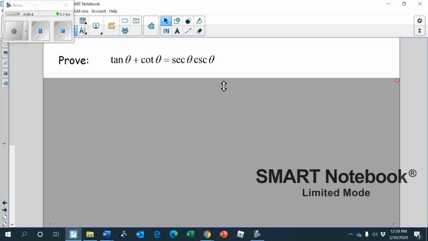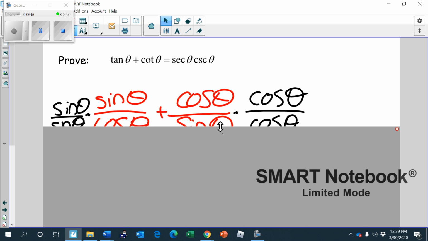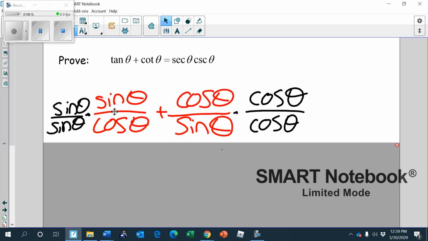Okay, so what are we going to do with tangent and cotangent? Let's change everything to sine and cosine. Let's not forget about going back to the basics of how to simplify. So I'm going to change it to sine and cosine. There's tangent right here. This is my tangent, and this is my cotangent.